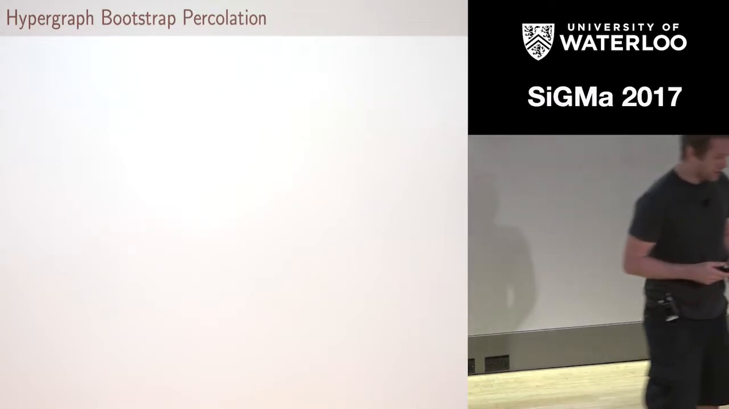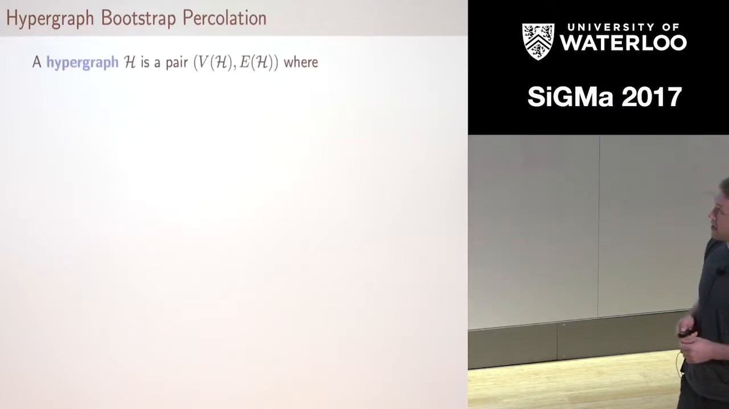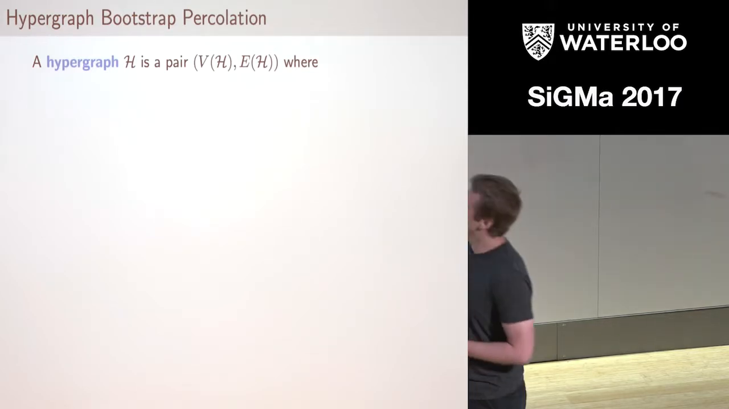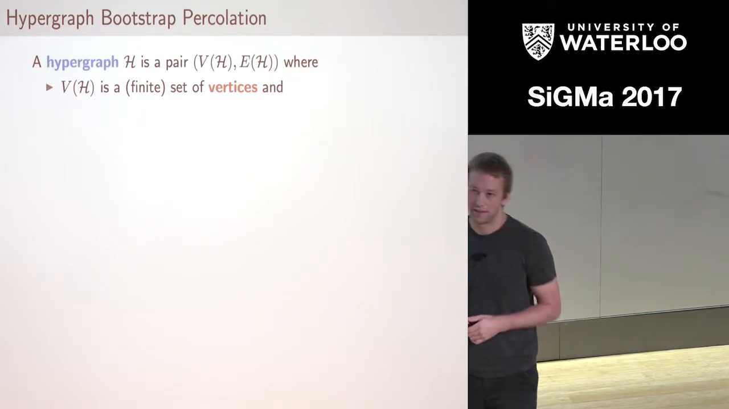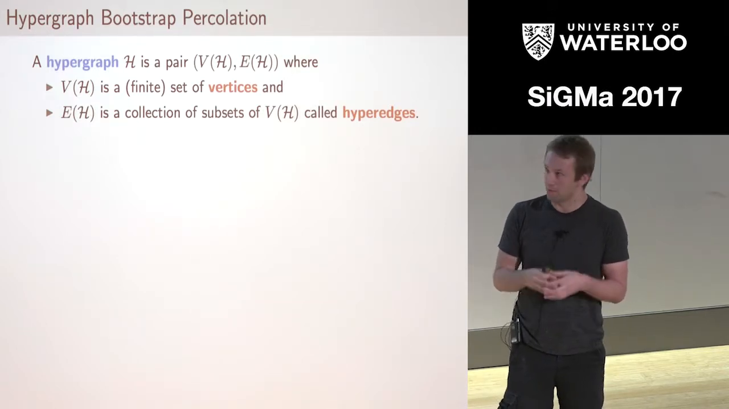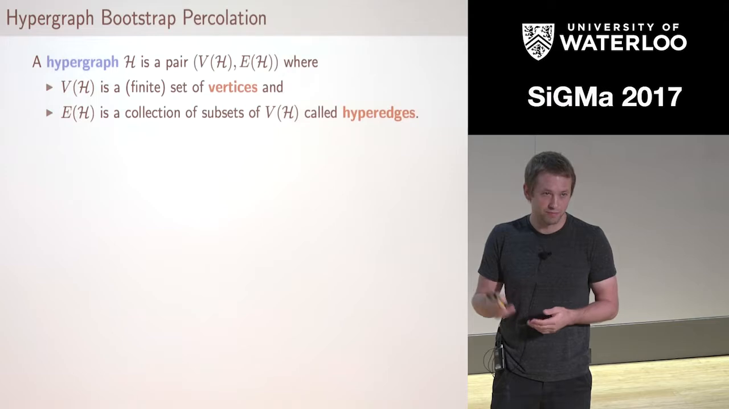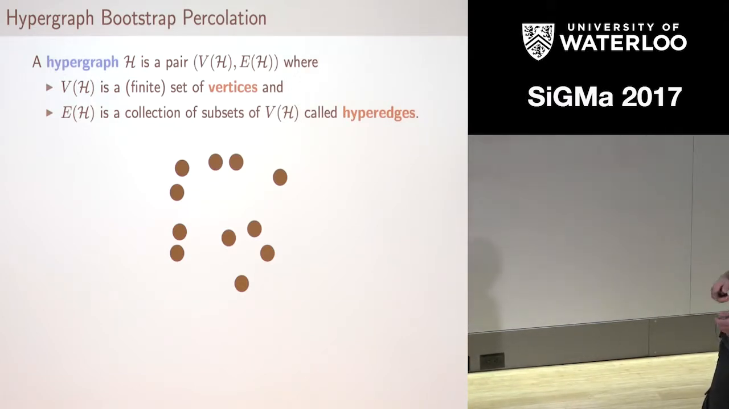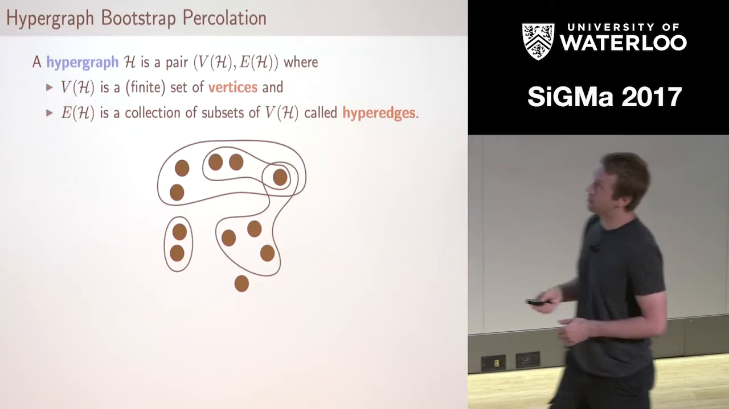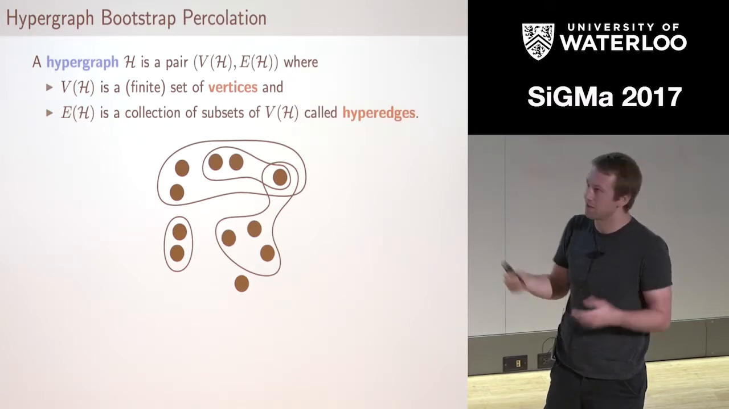I want to talk about a specific process, which I'm going to call the hypergraph bootstrap percolation. Just to make sure everyone's on the same page, I'll quickly define what I mean by a hypergraph. A hypergraph H is a pair V of H, E of H, where V of H is a set of vertices. In this talk, it'll always be a finite set. And E of H is a collection of subsets of V of H, which we call hyperedges. Obviously, if all the hyperedges have size 2, then the hypergraph is really nothing more than a graph, so this generalizes graphs. As a quick example, you could take this set of circles as your vertices, and a hypergraph could look like this, where each of these blobs encloses a set of vertices, and those sets of vertices we think of as hyperedges.